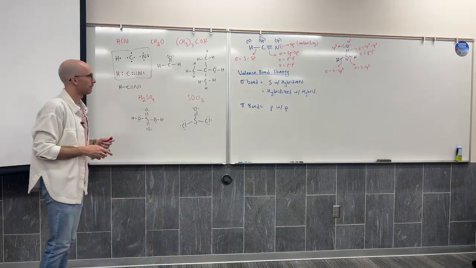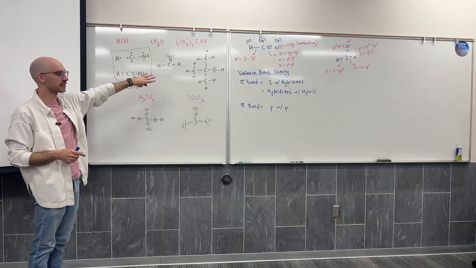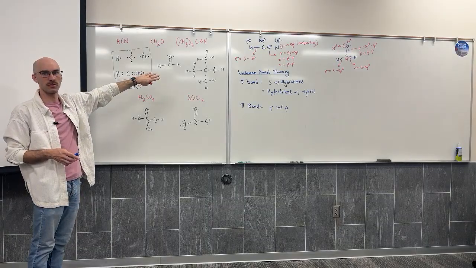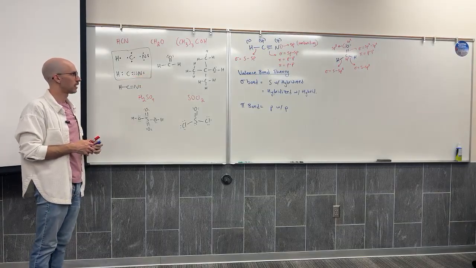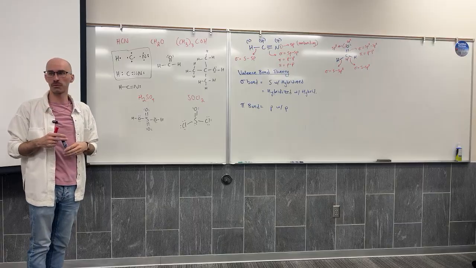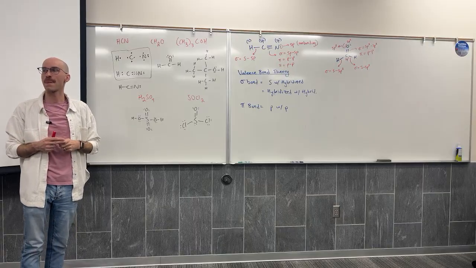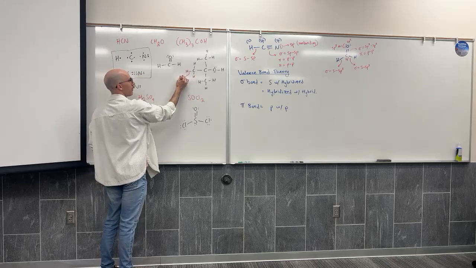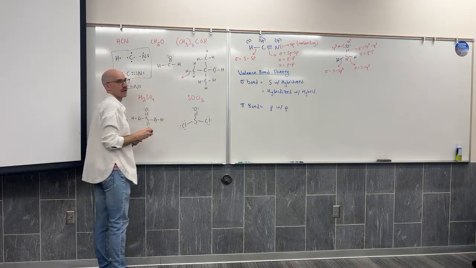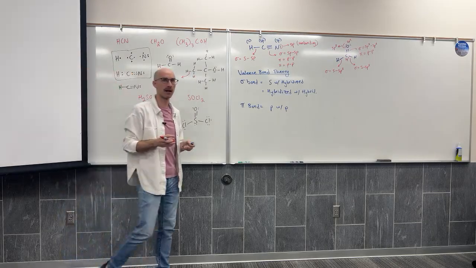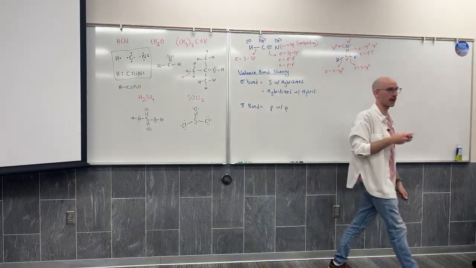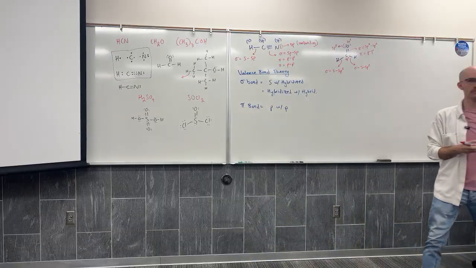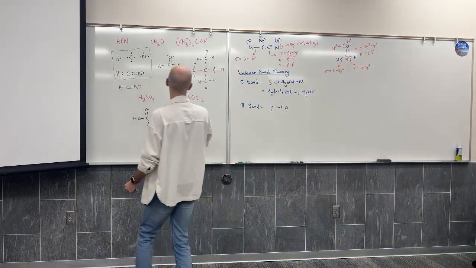All right, I don't want to redraw this beast, so I'm going to draw it over here. Hybridization of every carbon is what? sp3. So let's just pick one of these CH bonds. What type of bond is it, sigma or pi? Sigma. It's the overlap of what orbitals? S and sp3. Perfect.